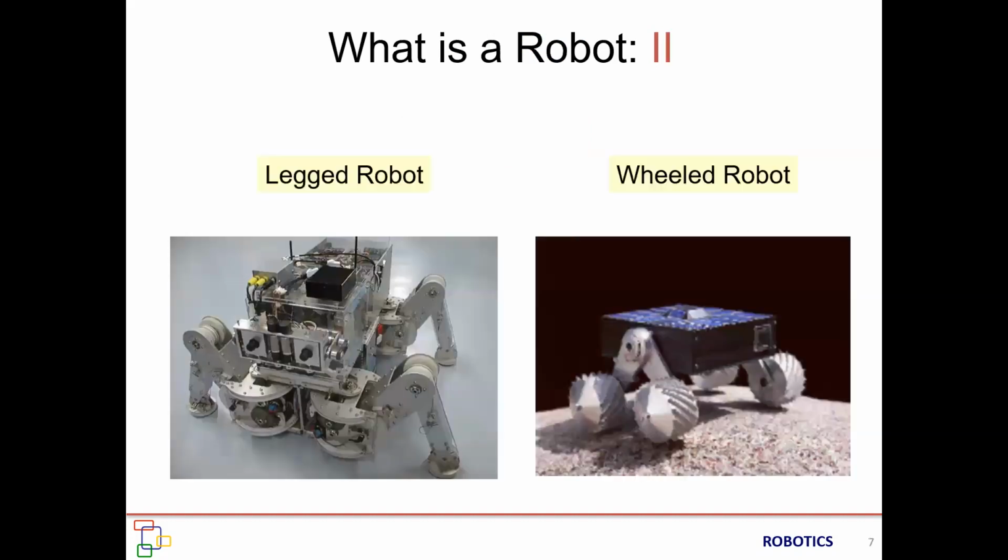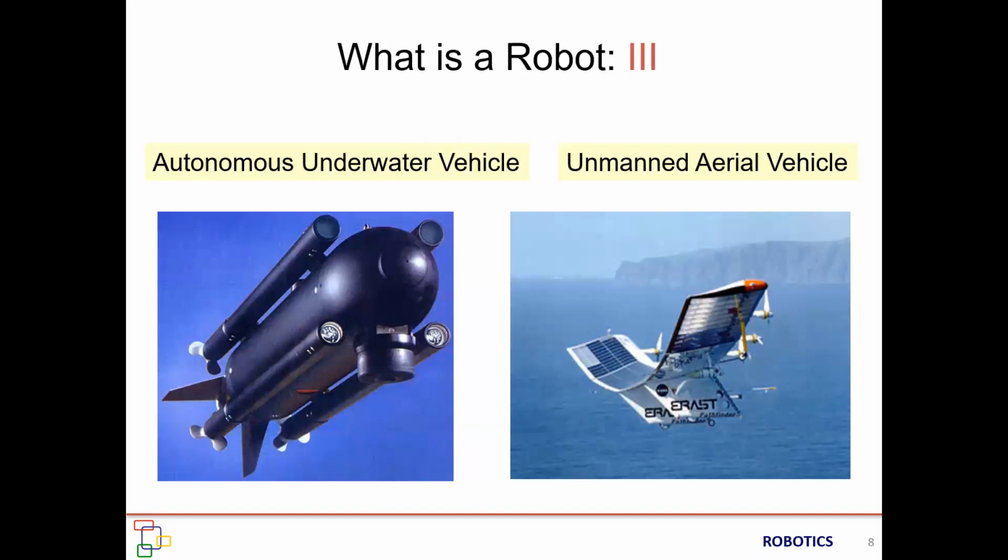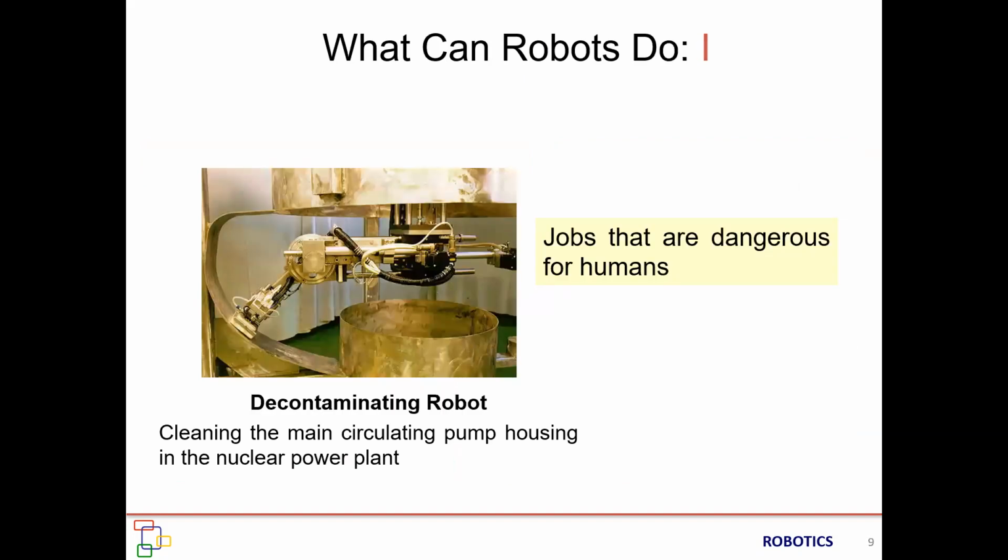A manipulator, a legged robot, a wheeled robot, an autonomous underwater vehicle, an unmanned aerial vehicle. These autonomous underwater vehicles and unmanned aerial vehicles are the robots that have come in recent years. So what is the purpose of having a robot? It is not just, like I told you in the very beginning of the session, that we are trying to simply mimic the actions of a human being. Trying to mimic what a human can do. That was the first step.